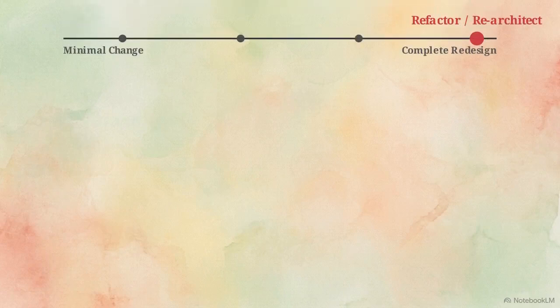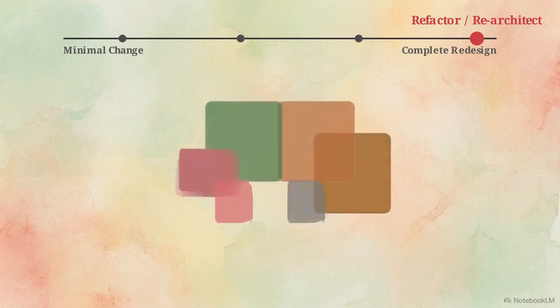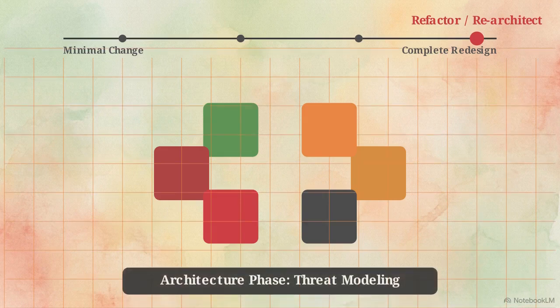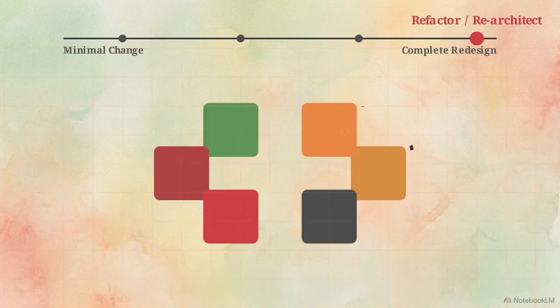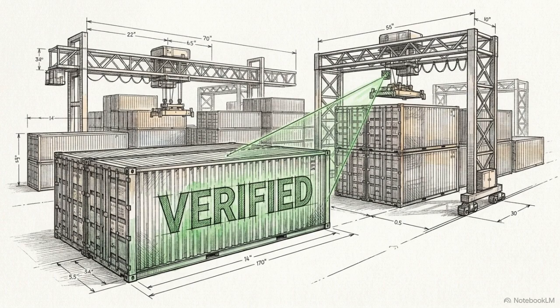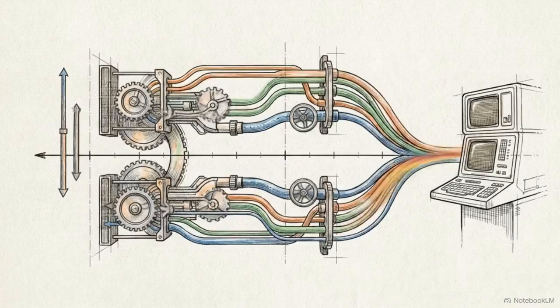At the far right of the spectrum sits refactor, or re-architect. This requires the complete redesign of a monolithic application into a cloud-native microservices architecture. This high-effort approach is the primary way to achieve security by design, enabling engineers to execute threat modeling directly at the architecture phase. The crucial security metric here is isolation. Every individual microservice requires its own dedicated IAM role and distinct network policy. With the monolith broken down, the primary vulnerability focus shifts toward container image security and rigorous verification of the software supply chain. This necessitates the principle of DevSecOps and the need to shift left.